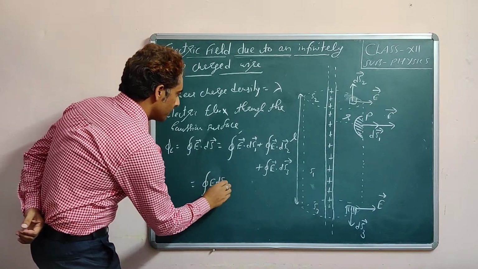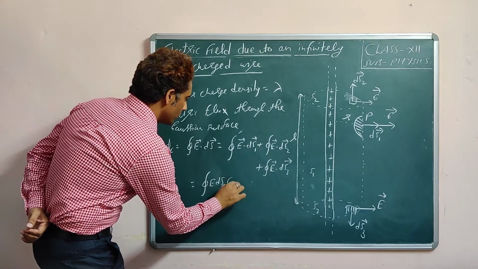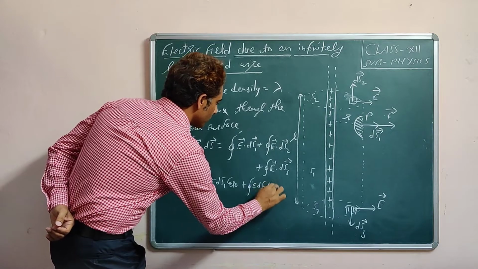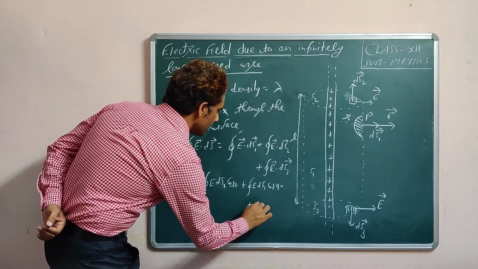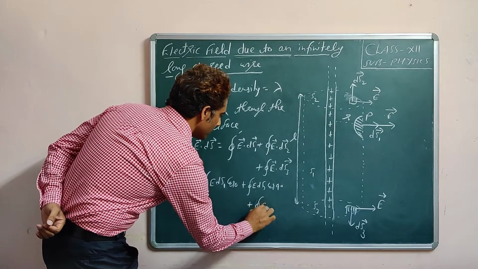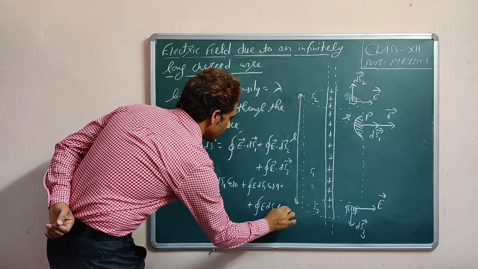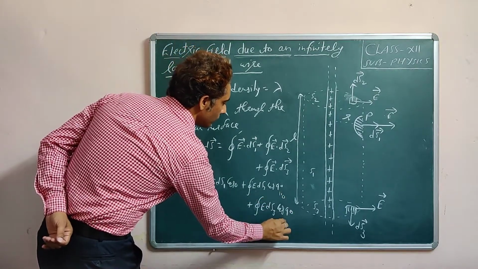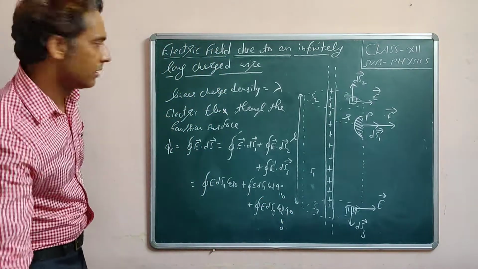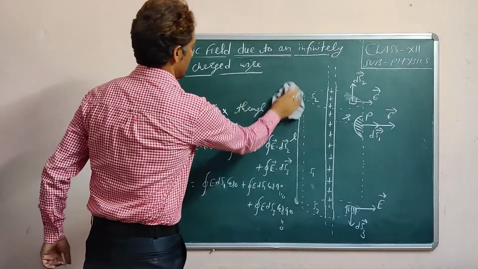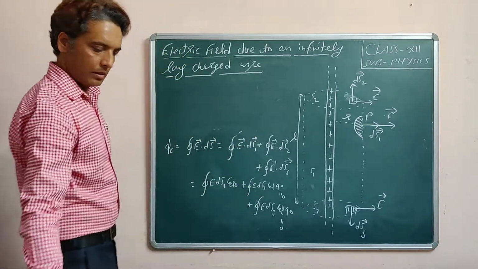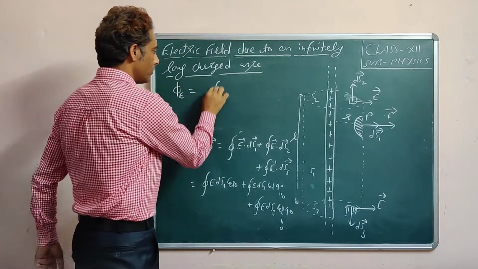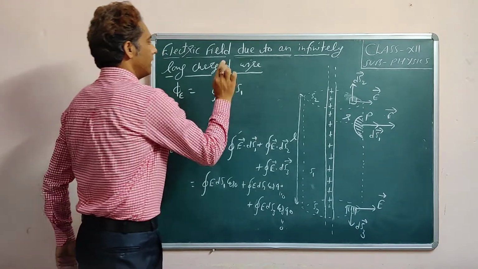E ds1 cos 0 plus E ds2 cos 90 plus E ds3 cos 90. So these two terms will be equal to 0, means electric flux will be equal to E ds1.